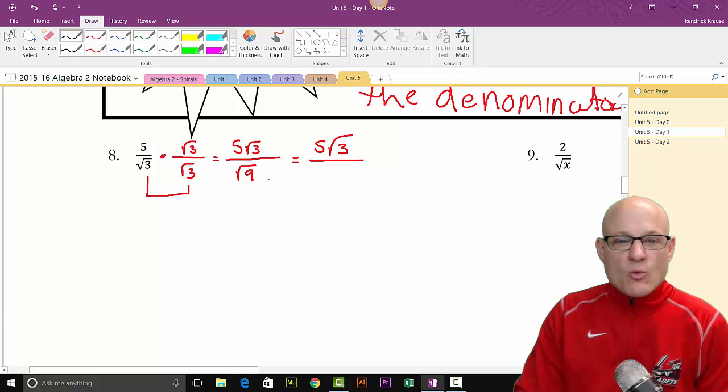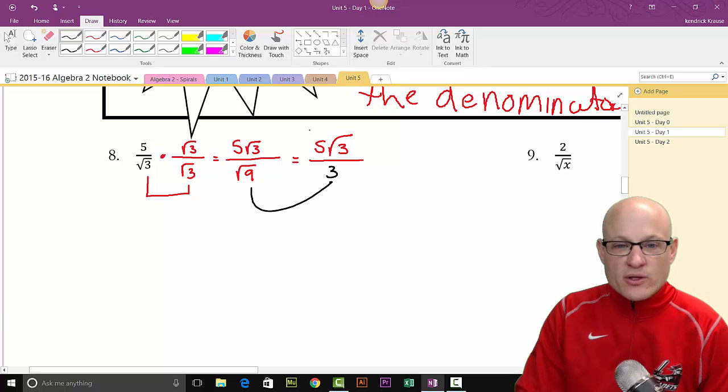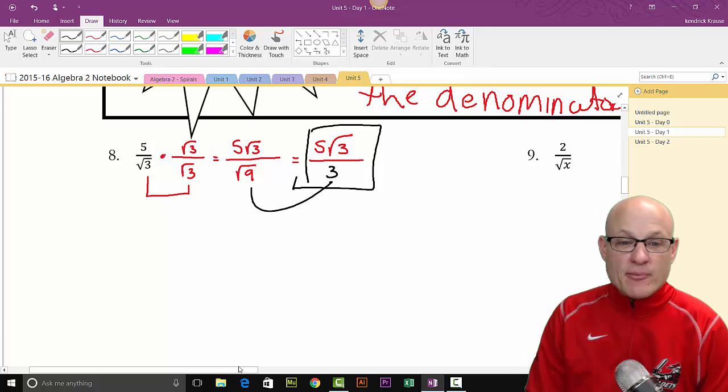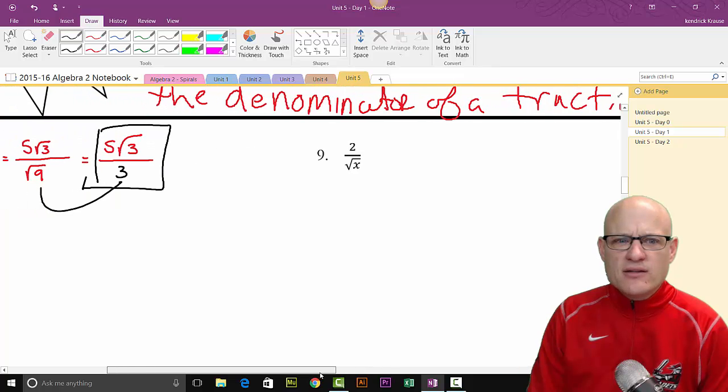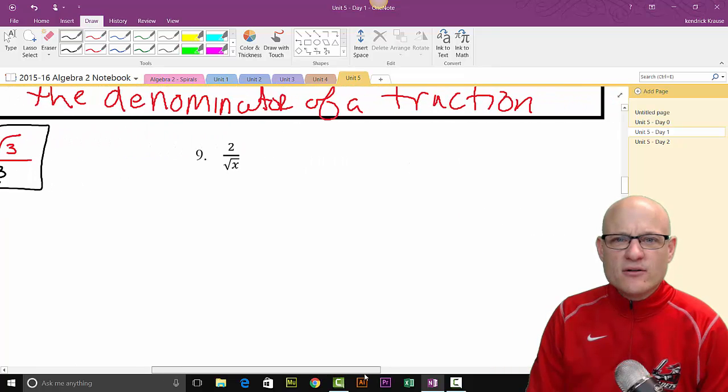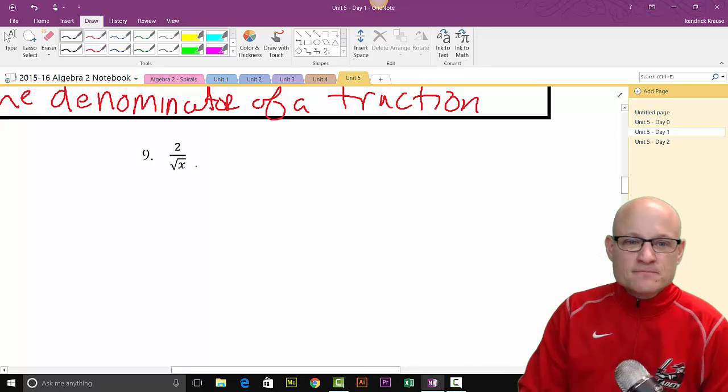So, what is the square root of 9? The square root of 9 is 3. And therefore, we have changed the problem. We do not have a radical in the denominator, and we're finished. That's it. That's the answer. That's all it is. What? All that craziness for that?